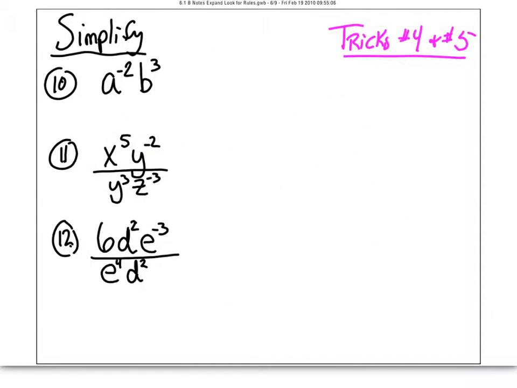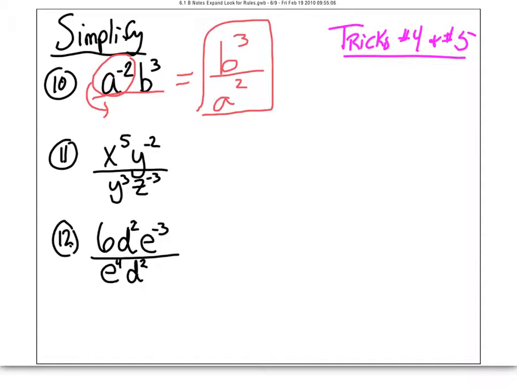Trick number 4 and 5, we've kind of talked about trick 4. It just means get rid of negative exponents. So this is nothing new. So on number 10, notice it's a to the negative 2. So this a to the negative 2, I'm going to move down to the bottom, which will get me b cubed over a squared. Now, there's one b and there's one a term, so I'm actually done, and there's nothing else to be done for that problem, so I'm going to stop.